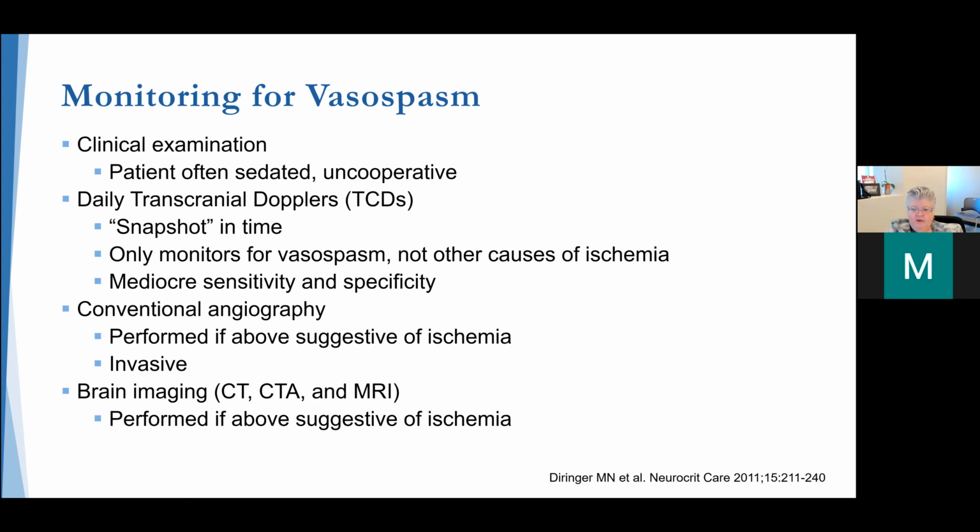Monitoring for vasospasm includes a clinical exam, which, as I mentioned, may have poor sensitivity because the patients also often have neurologic deficits. Transcranial Dopplers, which can be very useful by showing increased resistance, increased velocities. But this is done as a snapshot in time, can't really be done continuously at the bedside. Patients can also undergo conventional angiography to look for vasospasm, or other imaging tests such as CT angiogram, MRI, perfusion studies. Again, these are only snapshots in time and can't be performed continuously at the bedside.